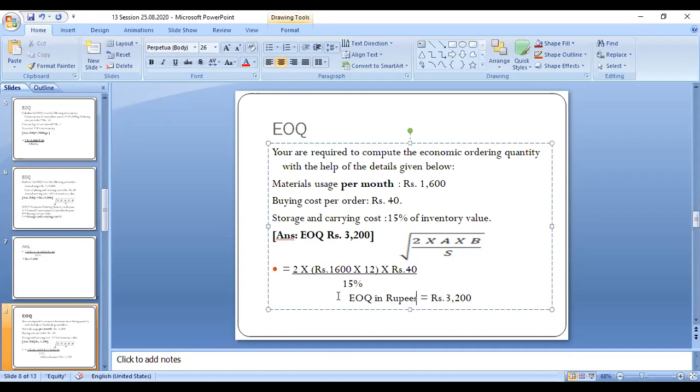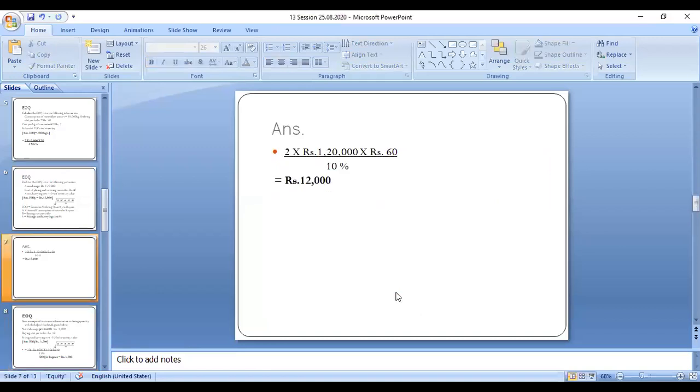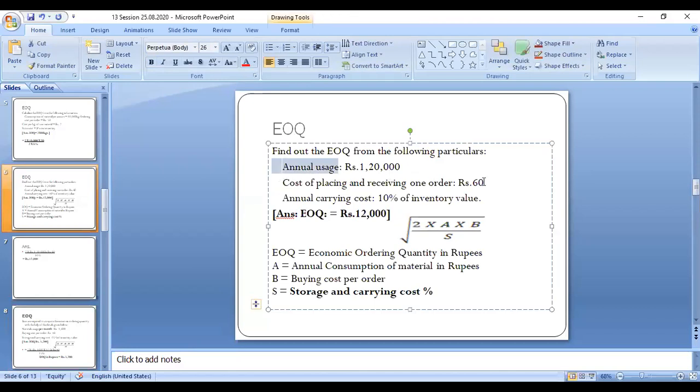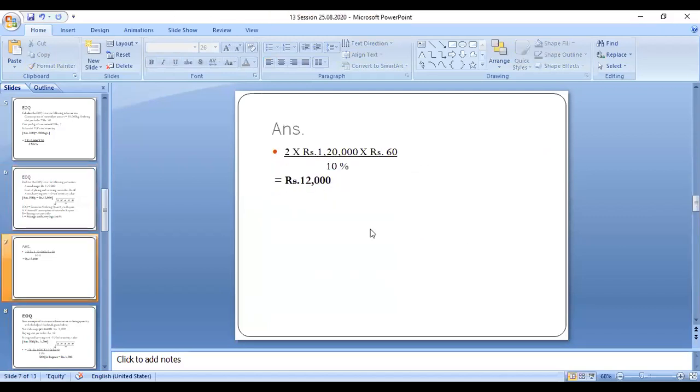So those are the two cases discussed. Let me go through the previous one. In the previous case, the annual usage was given, so you can directly apply 1,20,000 into 60 divided by 10 percent. This is the answer.